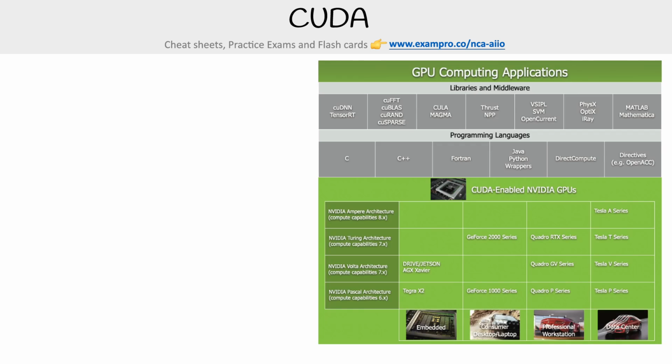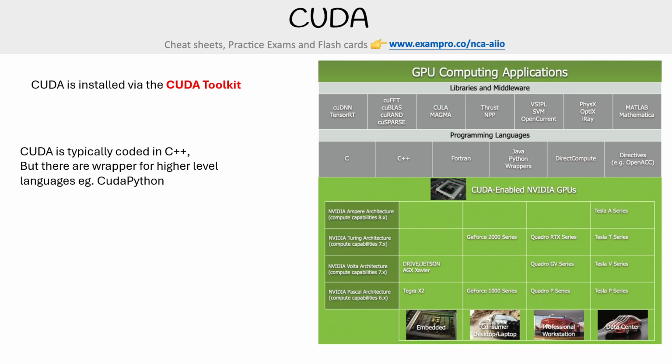The way we're going to install CUDA is via the CUDA toolkit. You just go ahead and download it, and make sure you have the drivers and the compiler you need for it. I think it's called NVCC or something, the compiler. CUDA is typically coded in C++, but there are wrappers for higher level languages like Python. It doesn't show there on the right-hand side, but I know there's a .NET wrapper as well.